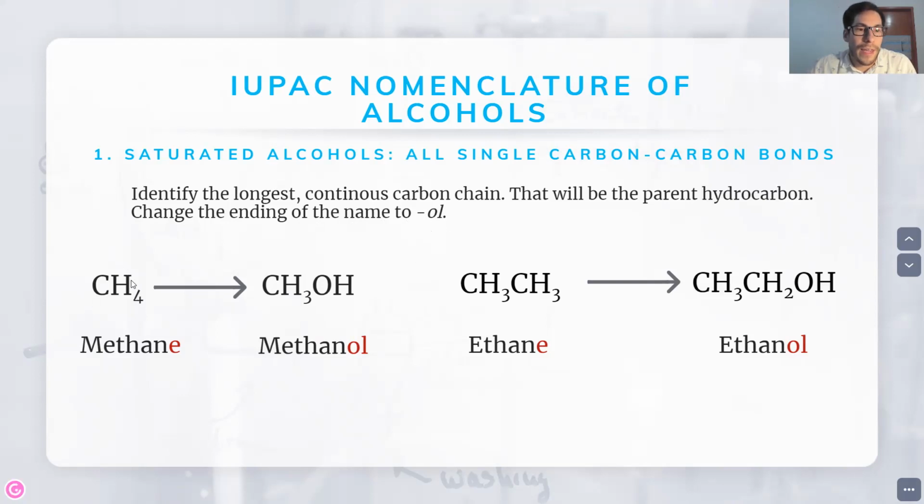For example, methane ends in -ane because it's an alkane. But when we have an OH substituting one of the hydrogens, the methane changes to methanol. The ending has changed. The same for ethane. Ethane has two carbons, but when one of the hydrogens is substituted with an OH, we change to ethanol.